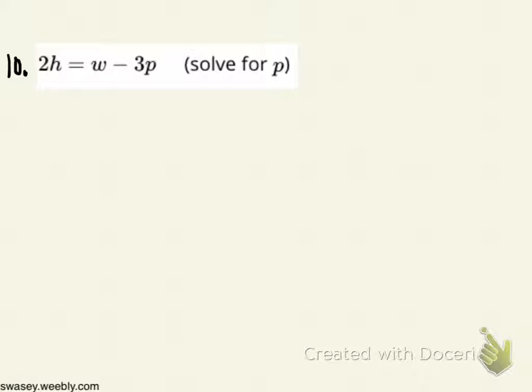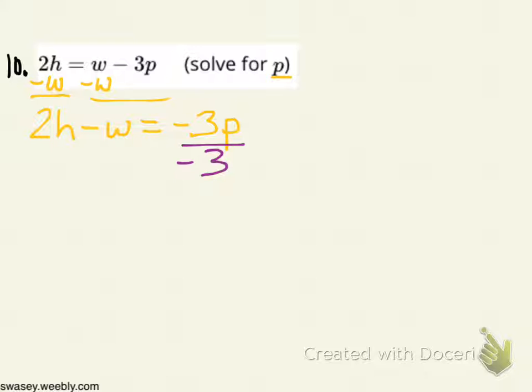On this one, we're trying to solve for p, so we want to get p by itself. To get rid of the positive w, we'll subtract w from each side. They're not like terms, you can't combine them, so you have 2h minus w equals negative 3p. To get rid of multiplying by a negative 3, divide both sides by a negative 3.